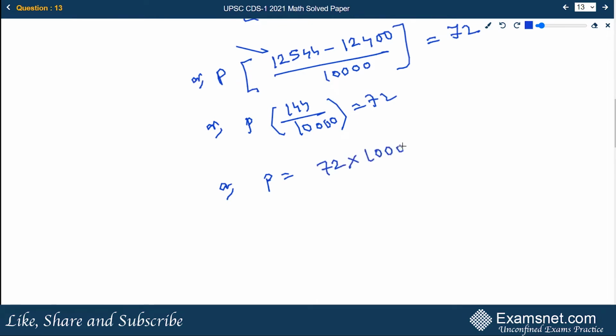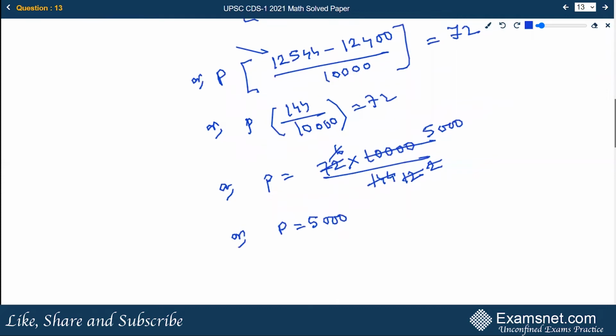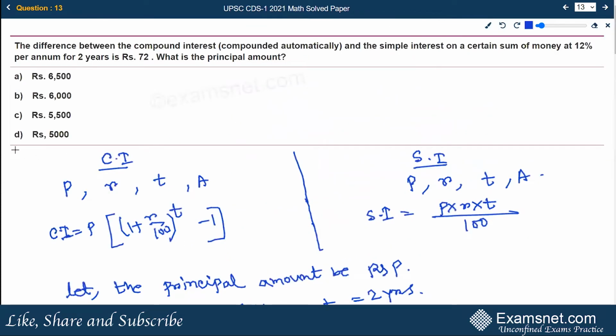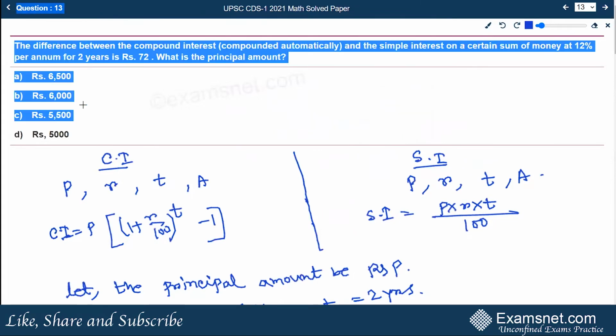So that means the value of P is 72 multiplied by 10,000 by 144, it will be 12, 6, 2. So P is 5,000. So here the principal amount is 5,000. Option D. Yes, option D is the correct answer here.